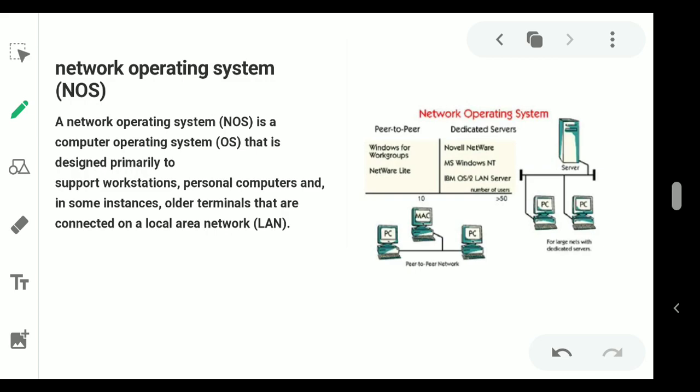What are the basic functions of a network operating system? Number one, maintain the connectivity between network devices and coordinate their activities. Number two, provide sharing of data and network resources such as printers and scanners. And number three, ensure data and device security on the network through centralized administration.